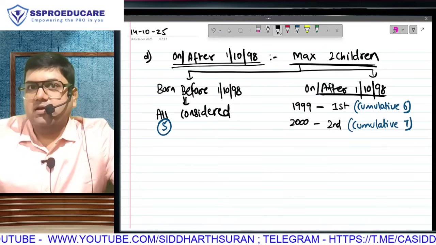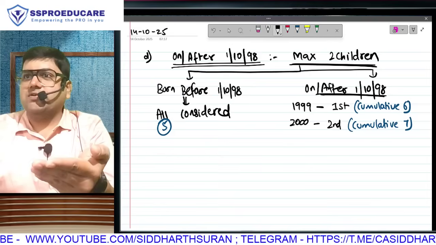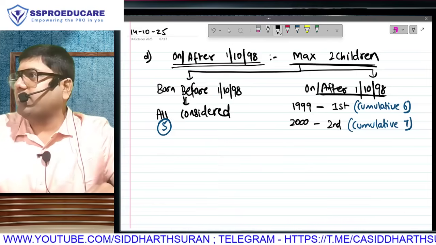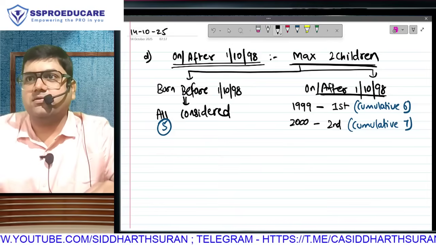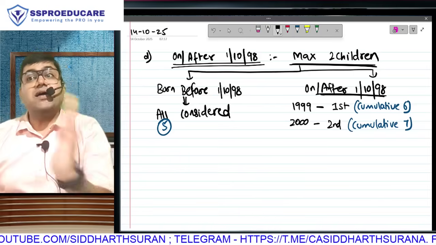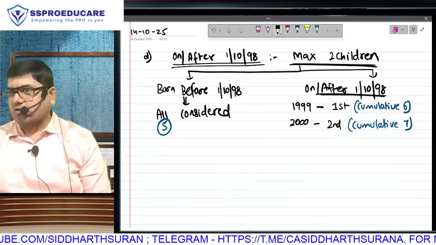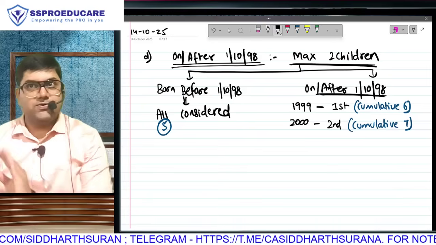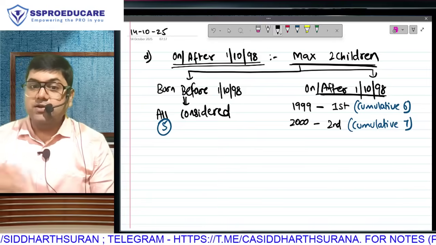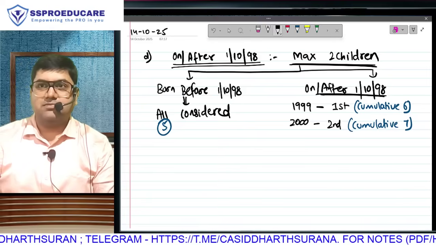So tell me one thing. The existing 5 children, there was no restriction. So there was nothing wrong in Vishwaraj having more and more children only for the purpose of exemption. No restriction on those 5. Once government brings the amendment from 1st October 1998, prospective, so you don't have to kill your existing children. New children, we will consider maximum 2.